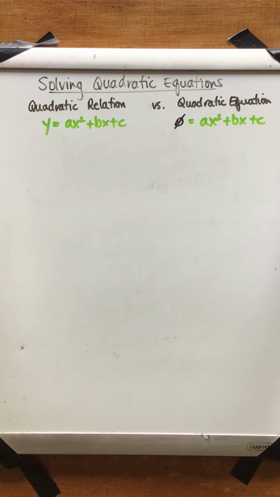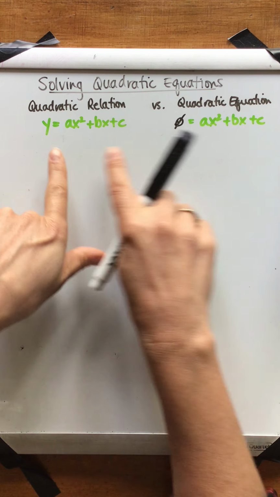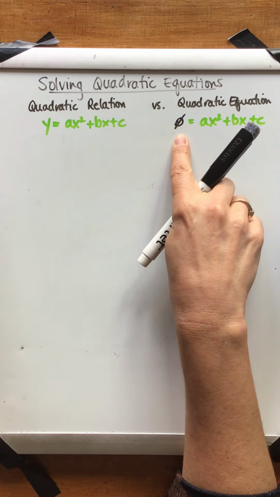In this video, we're going to clarify the difference between something called a quadratic relation versus a quadratic equation. They have an awful lot in common. You'll see that when we compare them side by side, the only difference is that here we have a y and here we have a 0.